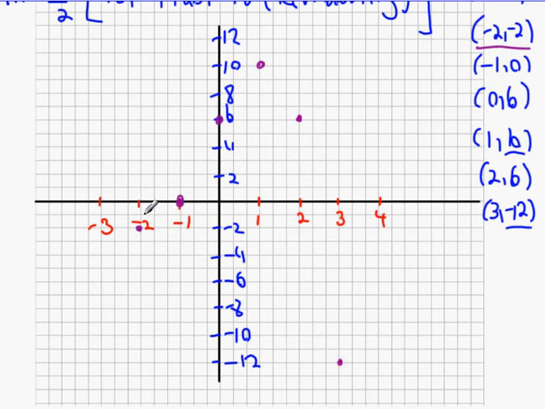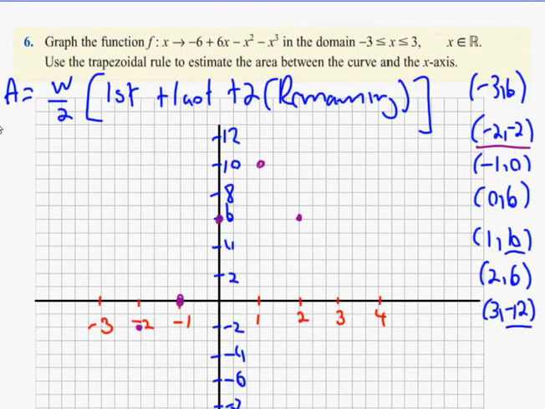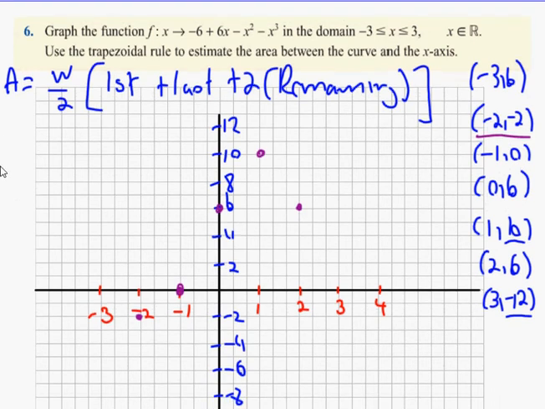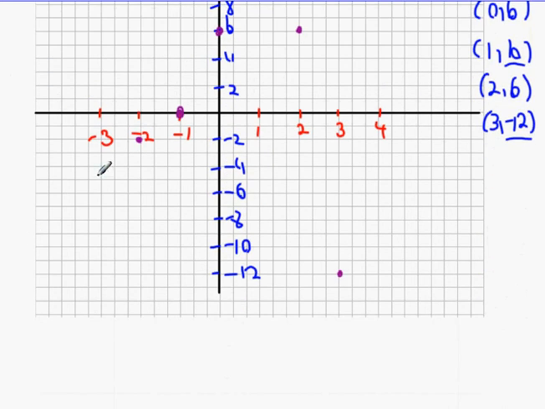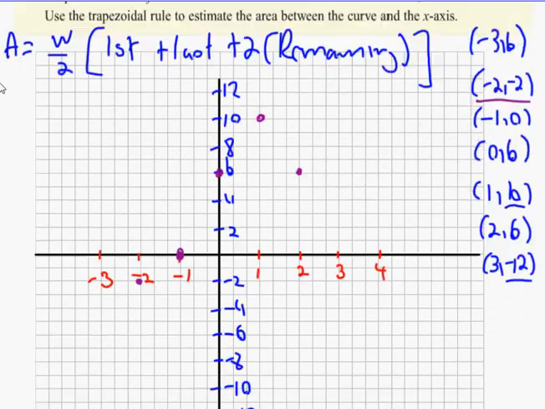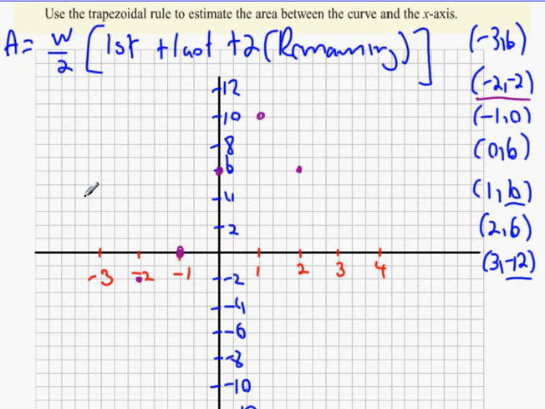Okay. So lads, what exactly does it want us to do? Use the trapezoidal rule to estimate the area between the curve and the x-axis. Sorry? Minus 3, 6. Did I miss minus 3, 6? Minus 3 plus 6. Okay. Lads, is that minus 2, 2 or minus 2, minus 2? It is minus 2, minus 2.